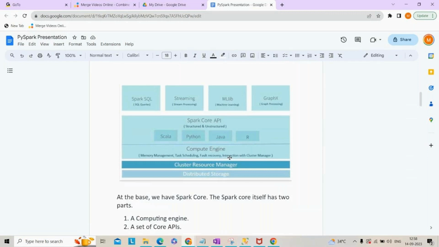Got it? Right. The next part in Spark Core: APIs. We have two types of Spark Core APIs: structured API and unstructured API. DataFrames and Datasets come under the structured API. RDDs come under the unstructured API.